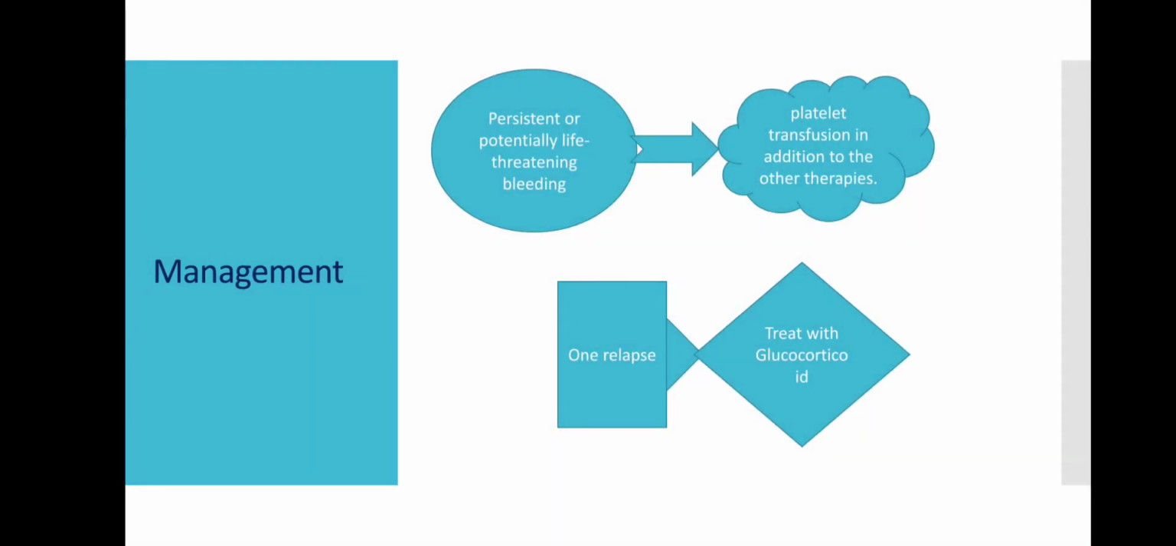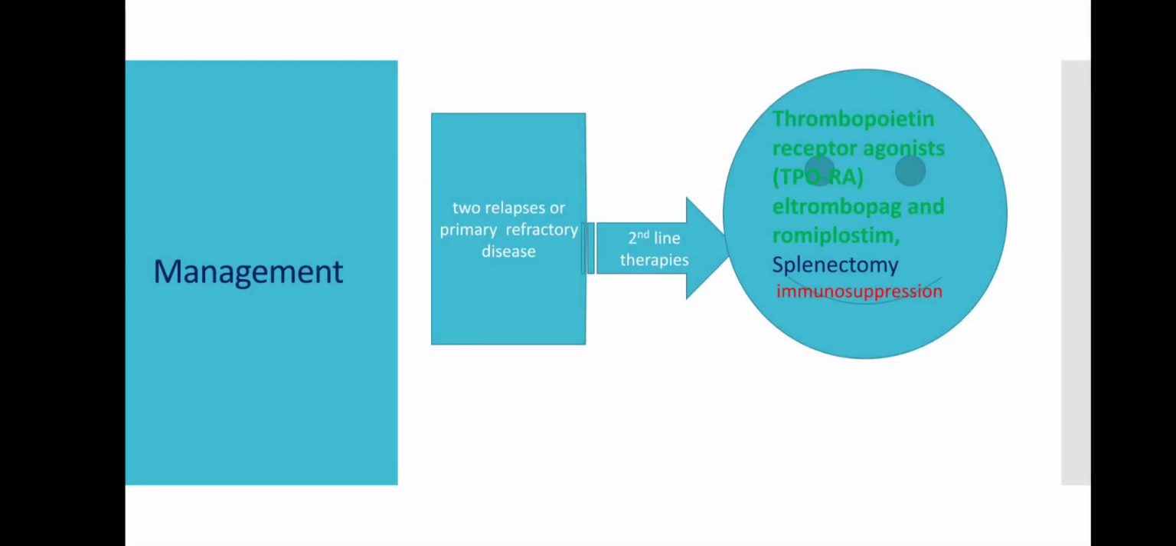If a patient presents to you with persistent or potentially life-threatening bleeding, in that case you have to go for platelet transfusion. Again, if a patient comes to you with a relapse, in that case you have to treat the patient with glucocorticoid. A simple thing to remember: persistent or life-threatening bleeding means platelet transfusion. One relapse means glucocorticoid. If the patient presents with two relapses or primary refractory disease, in that case you have to go for second line therapies.